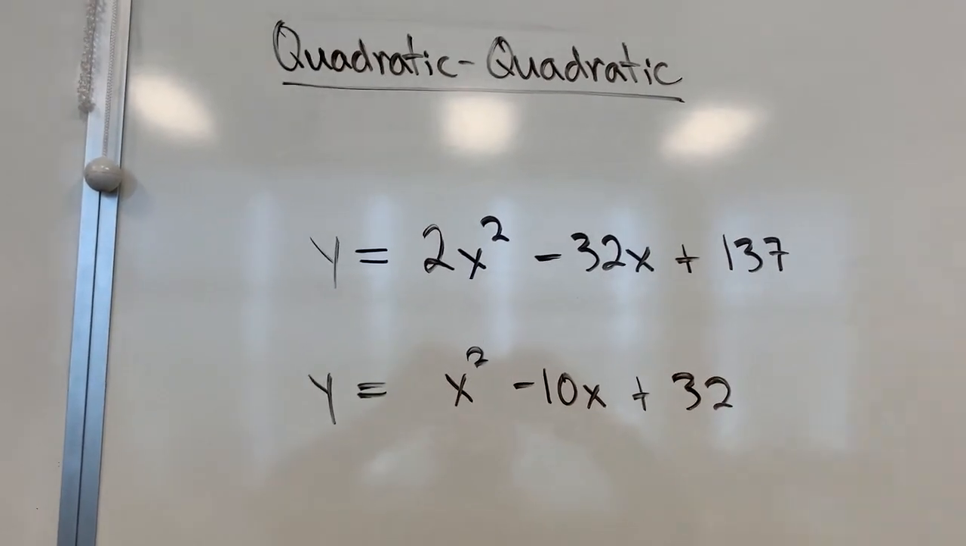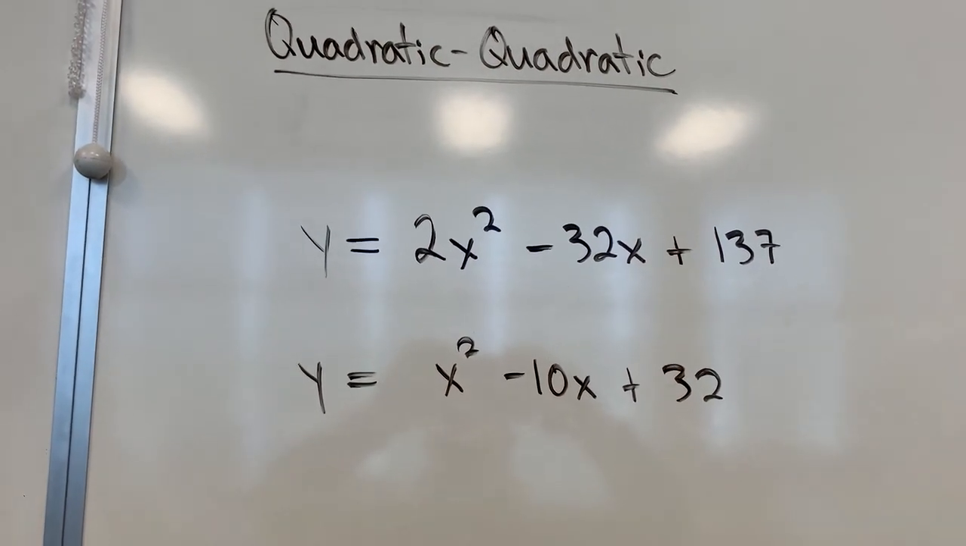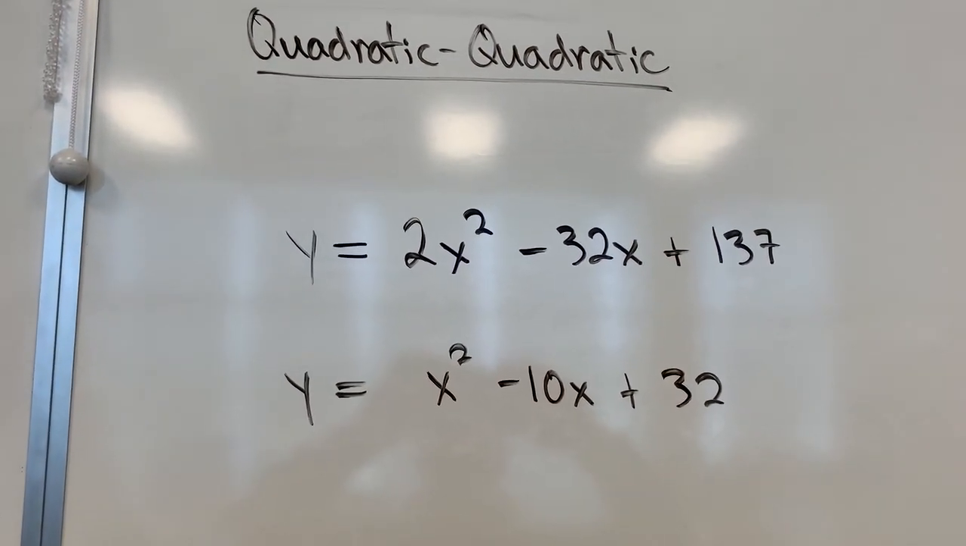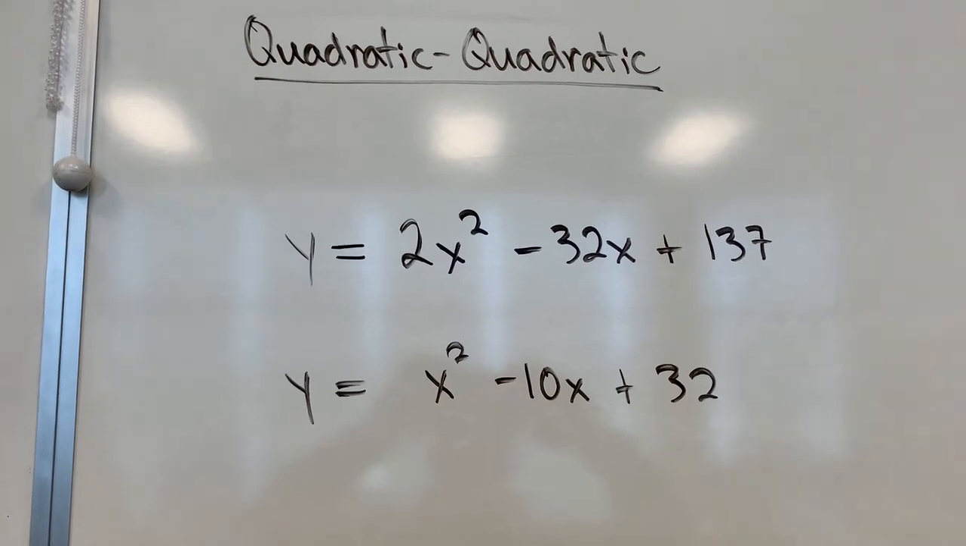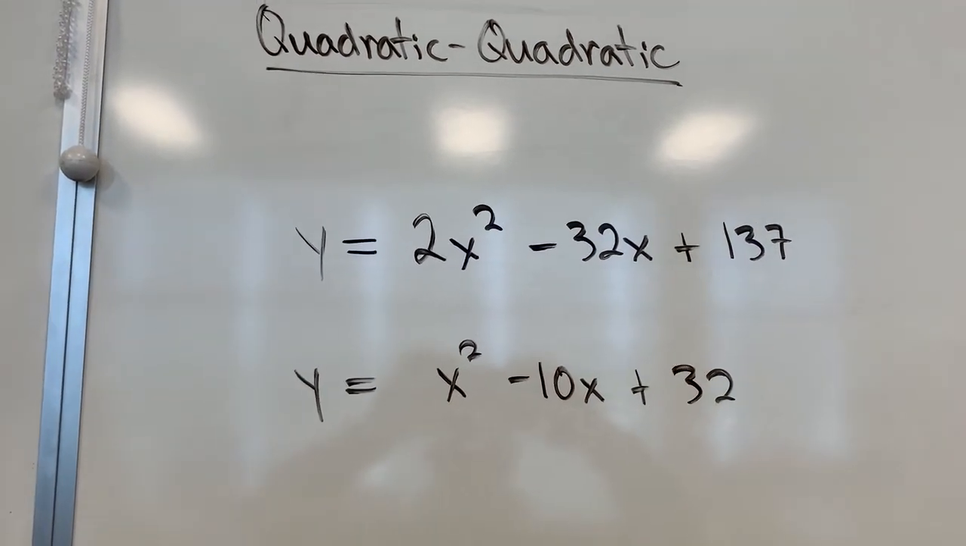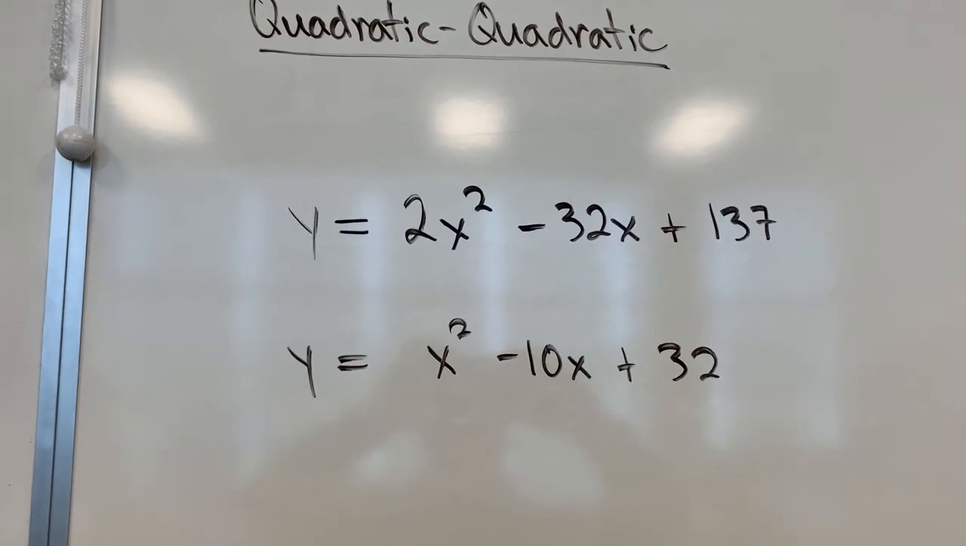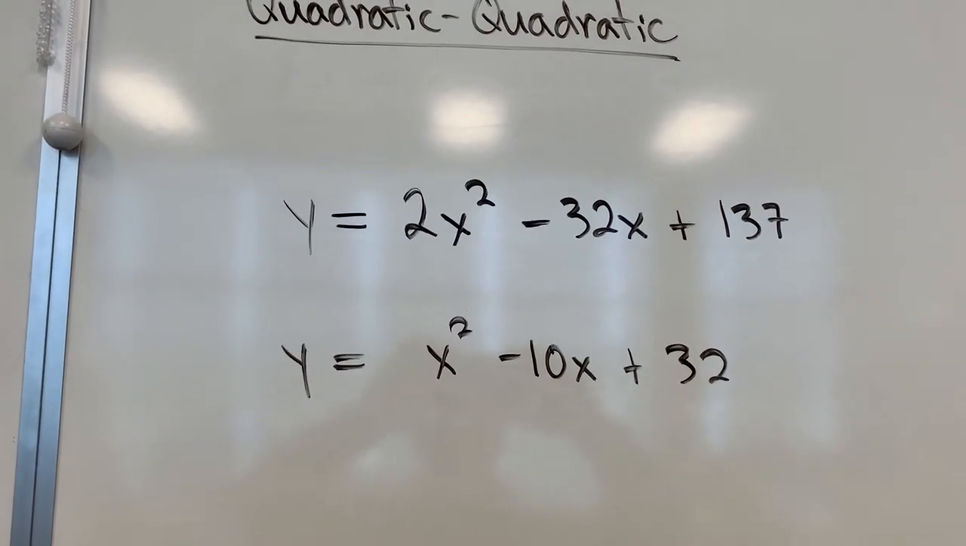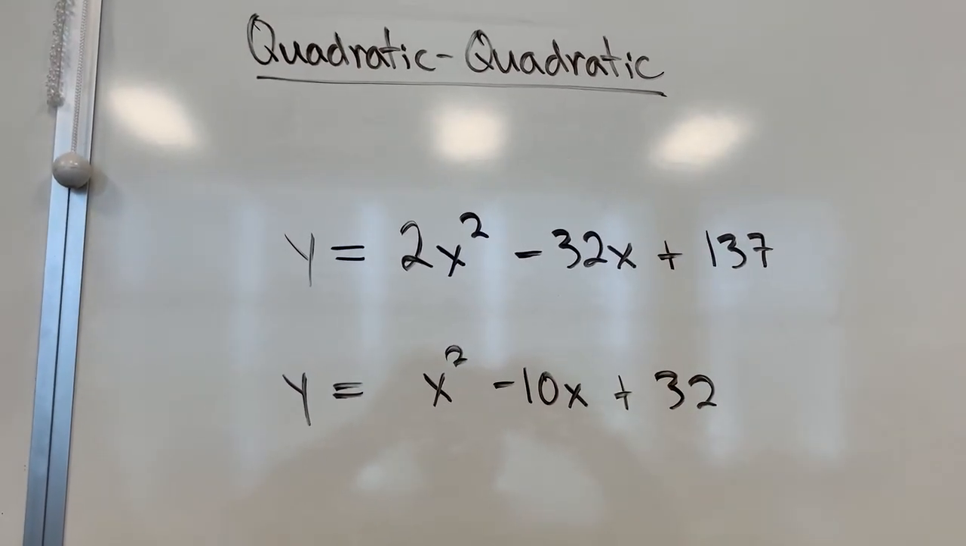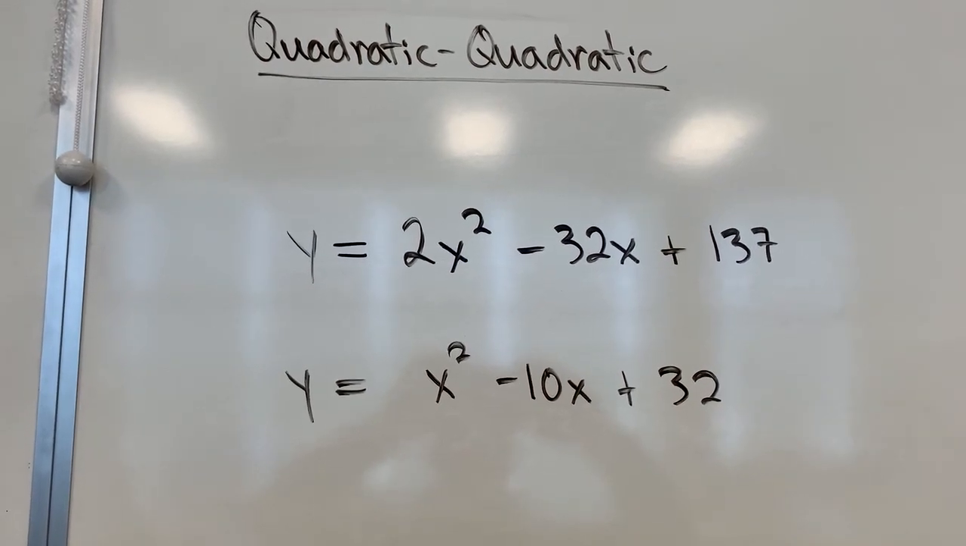If I was doing it graphically, I could do the same thing I did in my last example, which is graph the top one, graph the bottom one, make my windows big enough that I can see if and when they intersect. And I think you would find that there'd be 2 points of intersection: second trace, intersect, enter, enter, enter. We're going to do it algebraically. So we're going to do elimination.